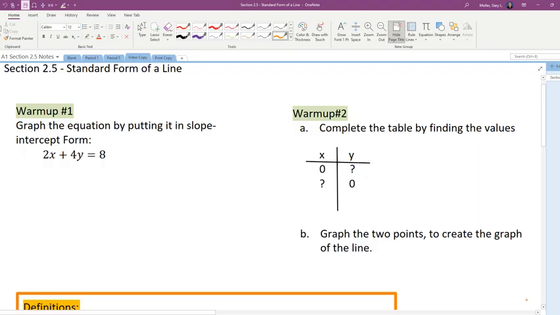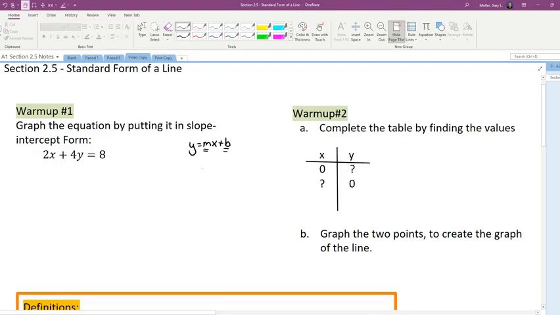It says graph the equation by putting it in slope-intercept form. Again, the advantage of slope-intercept form, which of course is y equals mx plus b, is that we can look at the equation and we just know what the slope is and we know what the y-intercept is, making it simple to graph.